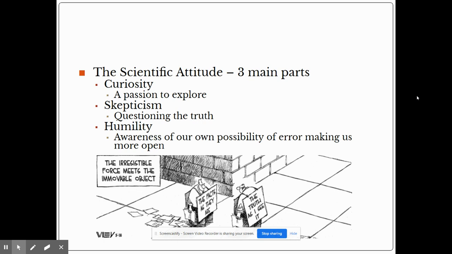And probably most importantly, we need to have humility. This is the awareness of our own possibility of error. This makes us more open to new ideas. If we don't think that we can be wrong, then again, what's the point of experimenting? Why don't we just come up with answers? So we need to have those three parts for our scientific attitude.